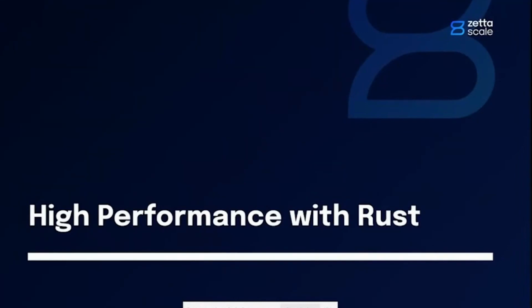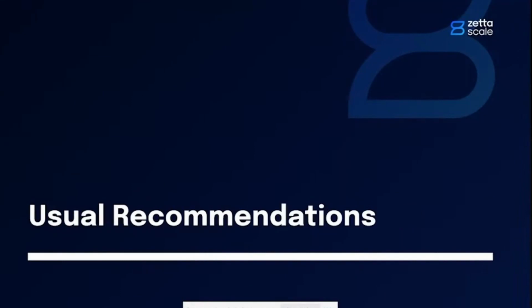Okay, so how do you get high-performance code with Rust? And again, here the accent is mostly on network programming. So what are the usual recommendations? I've been working on distributed systems for a long time, and people that have been working in distributed systems, high-performance distributed systems, high-performance network programming, know that there are a bunch of rules that you shouldn't break. It's like your commandments, right?